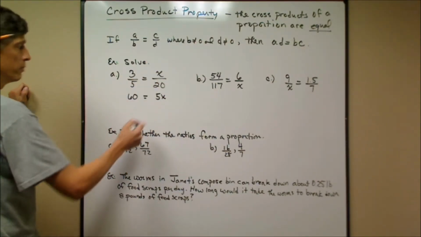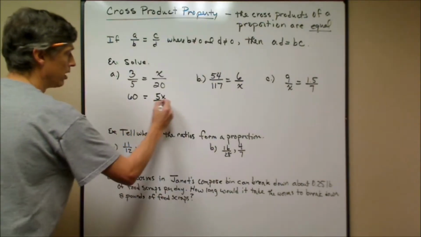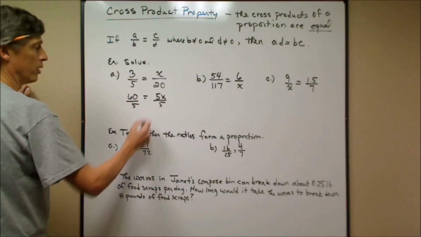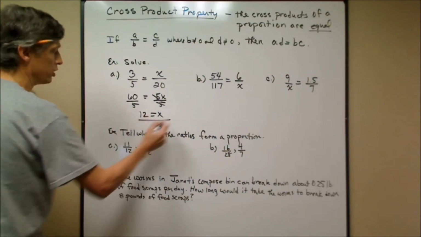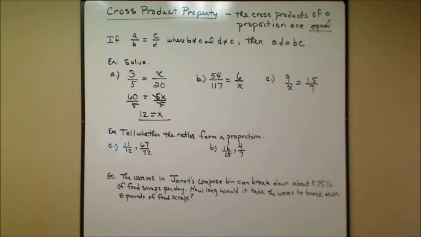Well, now I have a simple equation. We've solved this type of one-step equation before. And you can see exactly, 60 divided by 5 is indeed 12. X has to be 12. That's what we had already figured.